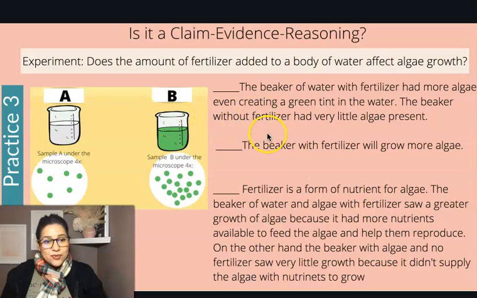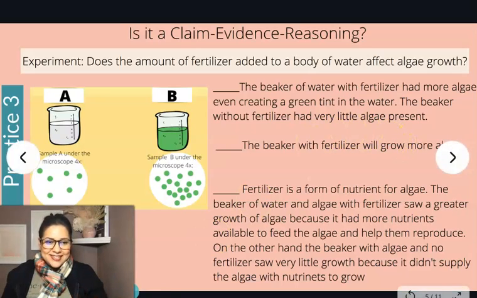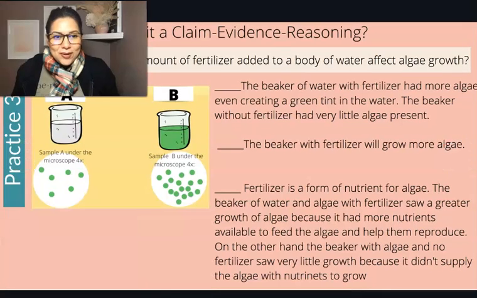So you have 3 statements. I want you to read them carefully. I encourage you to annotate them and determine which one represents a claim, which one represents evidence, and which one represents reasoning. Once you're done, you can hit play so we can review the answers to this activity. Good luck, guys.